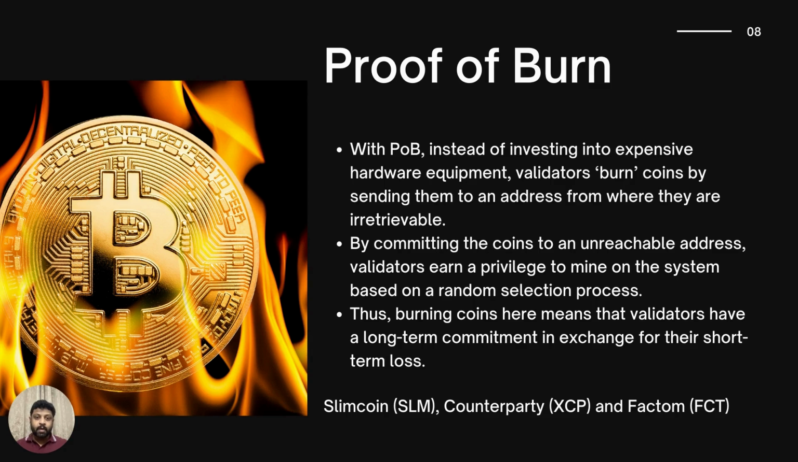Proof of burn. With proof of burn, instead of investing in expensive hardware equipment like proof of work, validators burn coins by sending them to an address from where they are irretrievable. By committing the coins to an unreachable address, validators earn a privilege to mine on the system based on a random selection process. Thus, burning coins here means that validators have a long-term commitment in exchange for their short-term loss. How does this mechanism work?